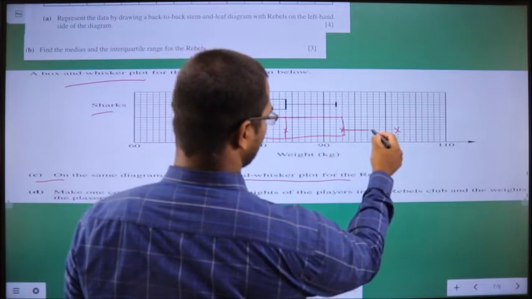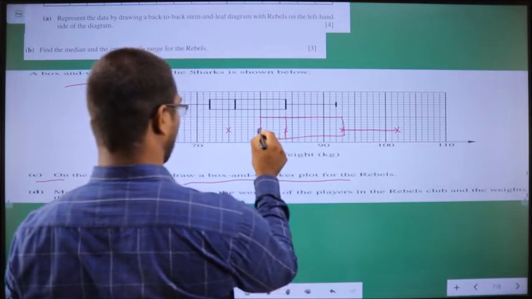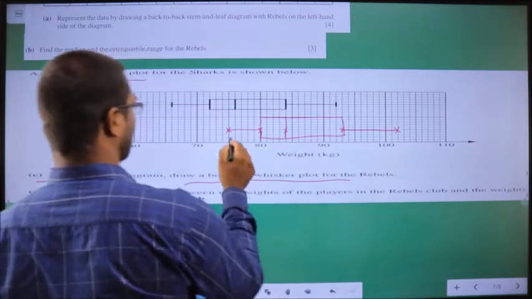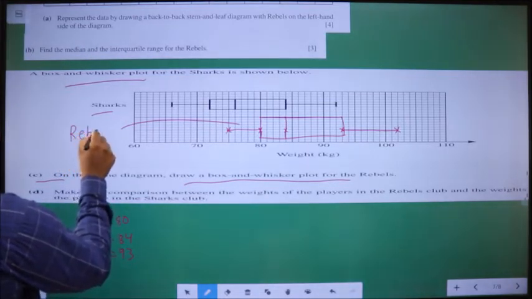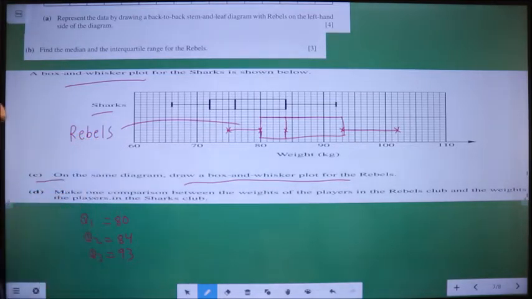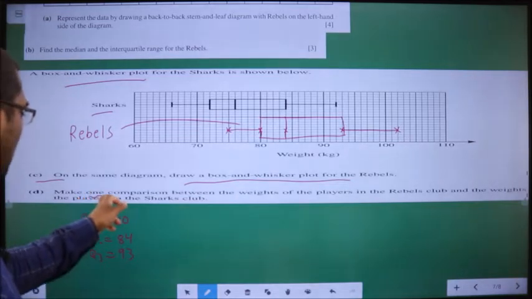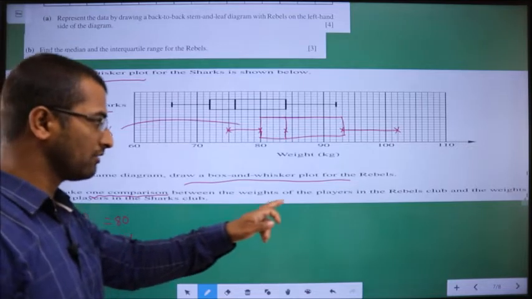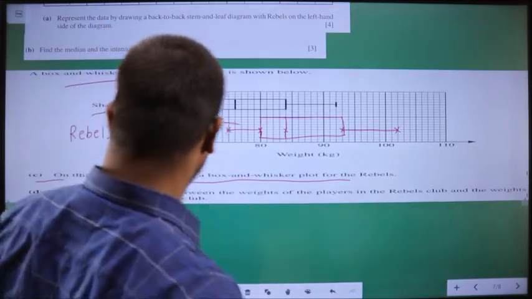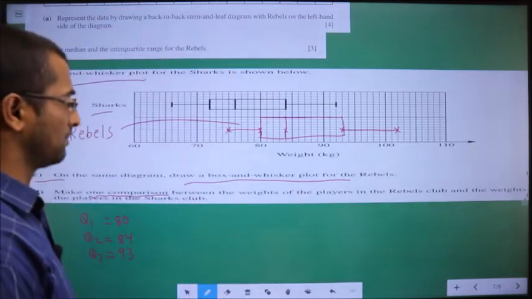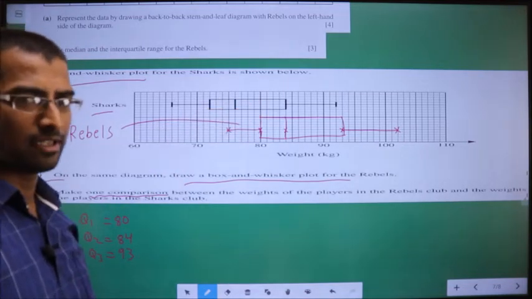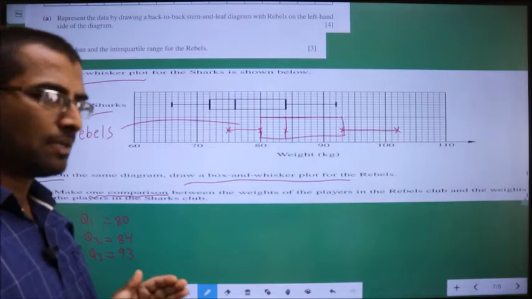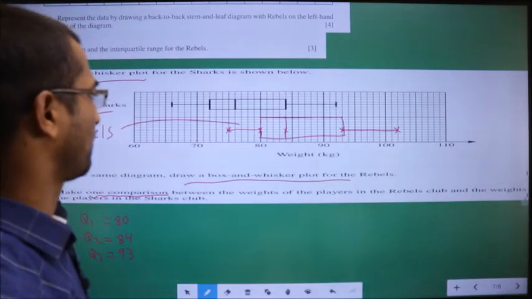And then extend this to the maximum and also to the minimum. So this is the box and whisker for Rebels. Okay. Next, make one comparison between the weights of the players in Rebels Club and weights of the players in Sharks Club. Compare these two box and whisker and come up with a conclusion.